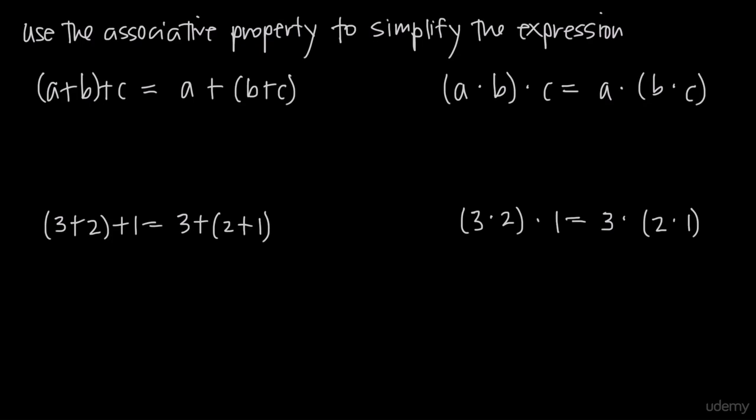In this video, we're talking about one of the fundamental properties of algebra, which is called the associative property. And the associative property works for addition and multiplication, and it tells us that we can group things together in whichever order we want, and we'll still get the correct answer.